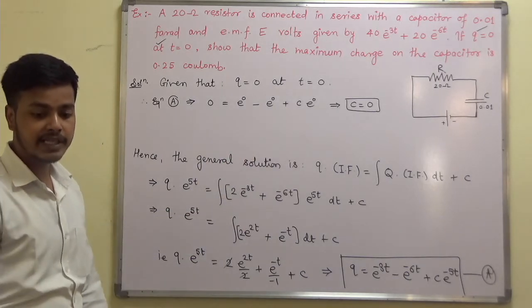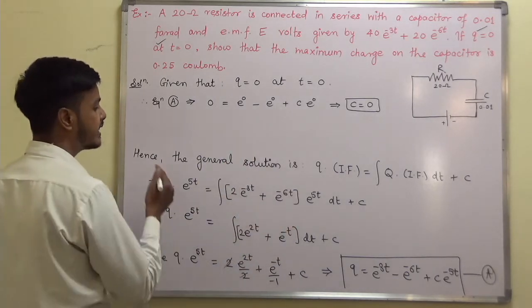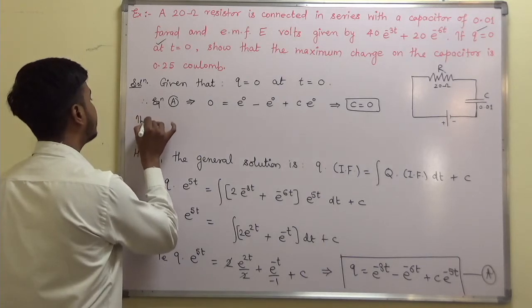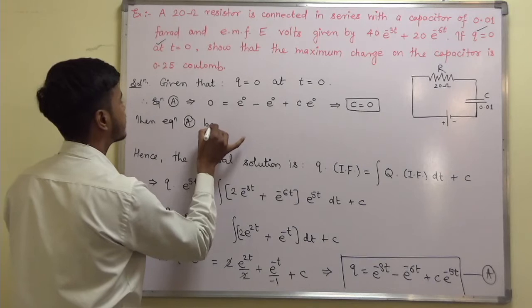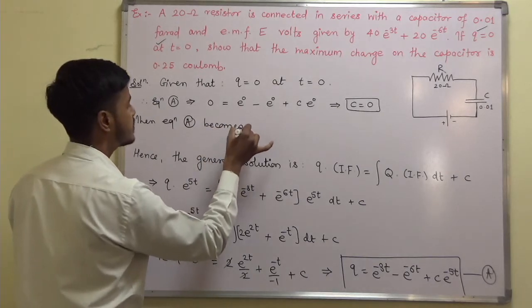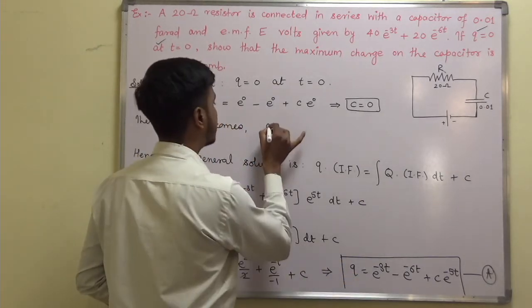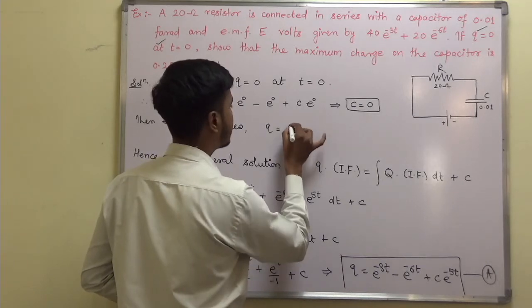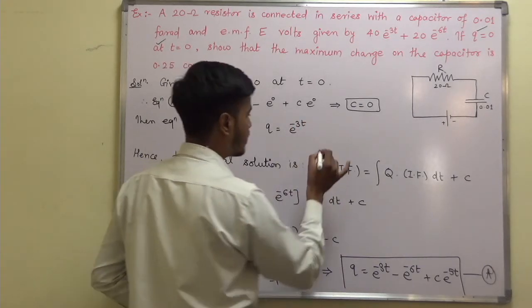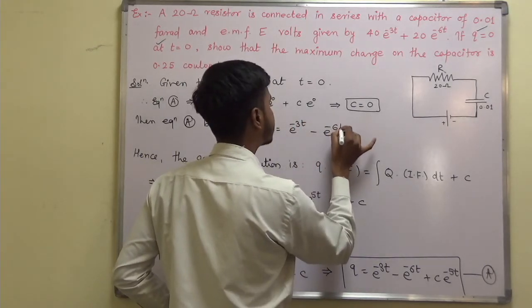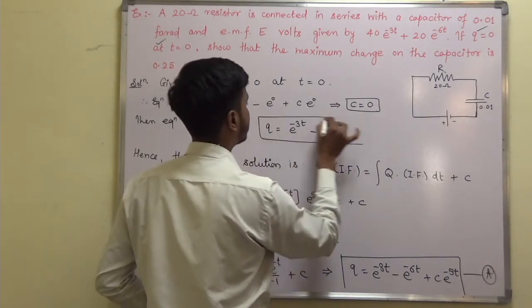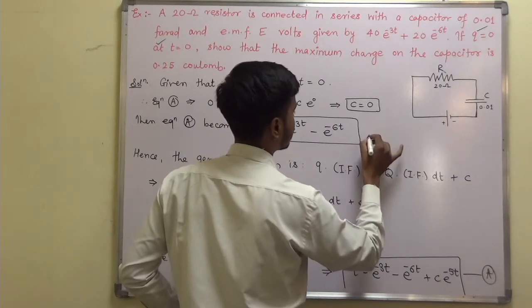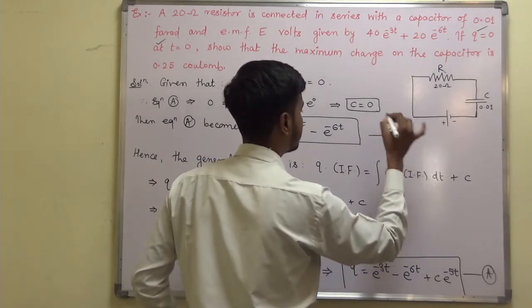Okay, after getting c is equal to 0, rewrite the equation A. Then equation A becomes, after putting c is equal to 0, q is equal to e to the power minus 3t minus e to the power minus 6t. That's it. That's my q. Say this is to be equation B.